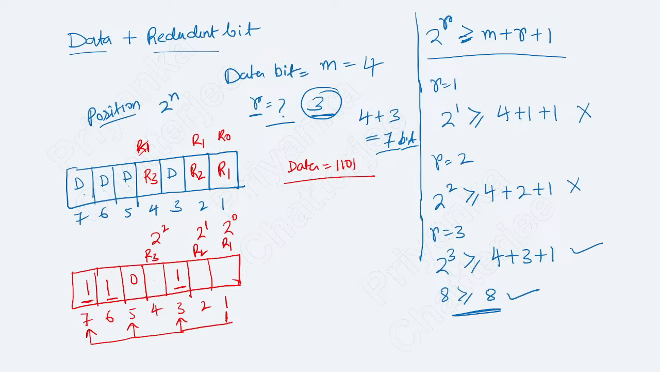Is this even or odd number? Tell me. 1, 3, 5, 7. I have to check R1 as 1, 3, 5, 7. R2 as 2, 3, 6, 7.